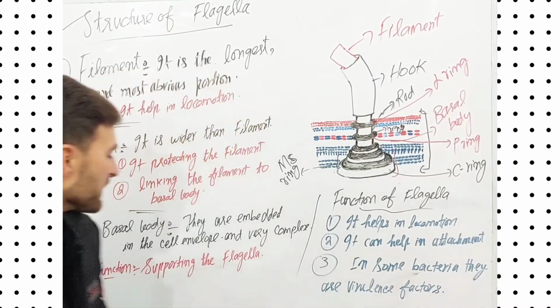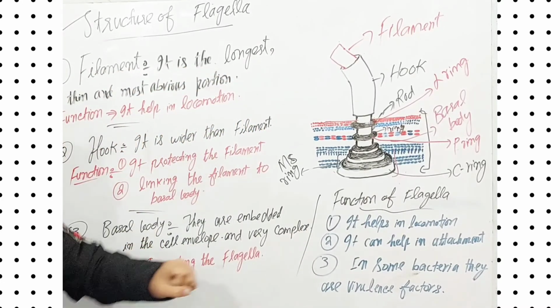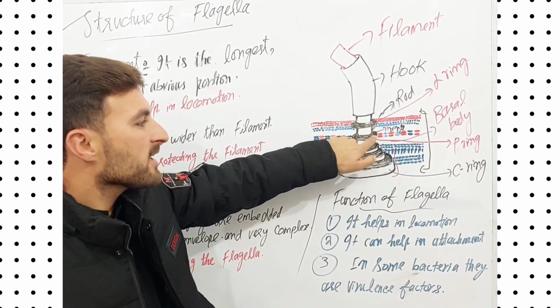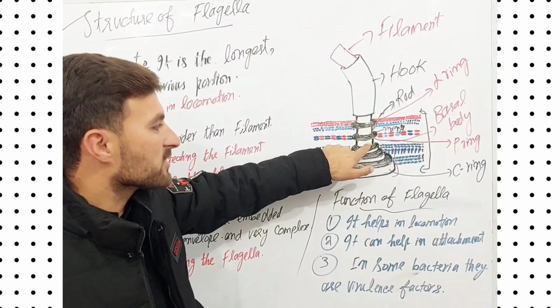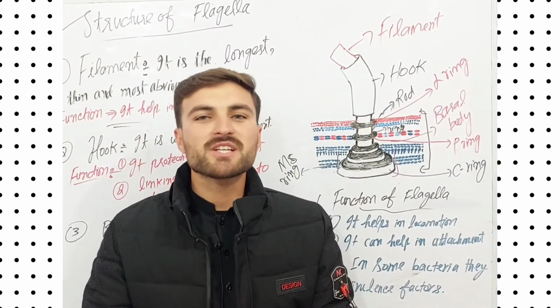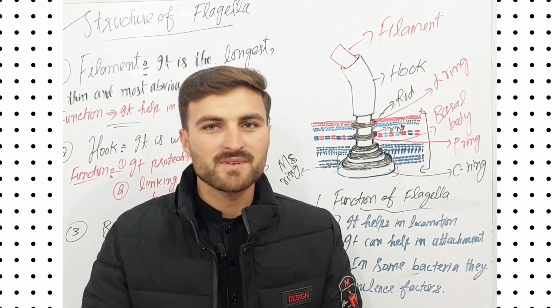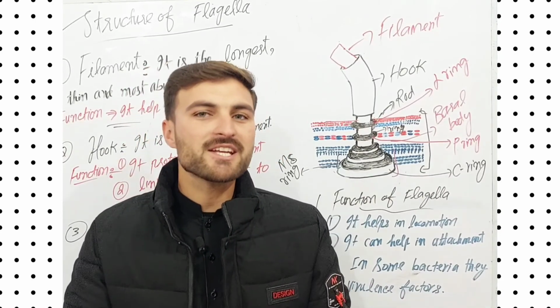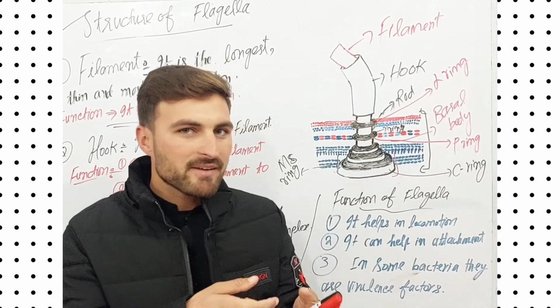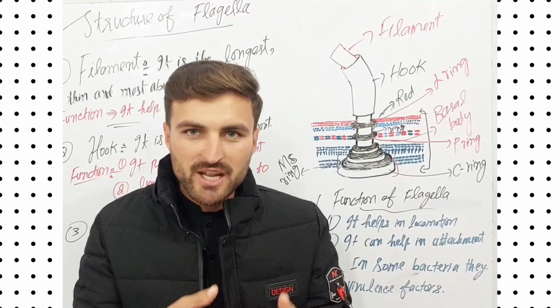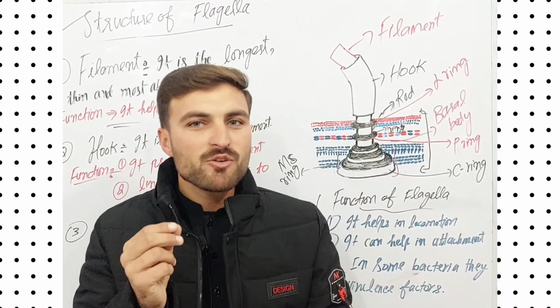So the basal body has 2 basic parts, one is the ring and the other one is the rod. If we are talking about gram-positive bacteria, they only have 2 rings. On the other hand, gram-negative bacteria have an outer membrane, so on that basis they have basically 4 rings.